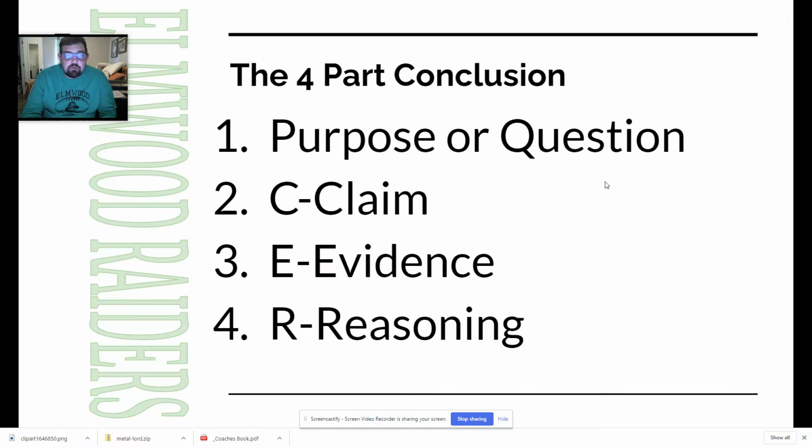So we write 4-part conclusions in our science classes at Elmwood. And so those parts of a conclusion need to be a purpose or question, the claim, which you're going to make using your hypothesis, evidence from your experiment that you're going to turn from number form or bin form into sentences, and then finally your reasoning, which explains why what you said is correct.